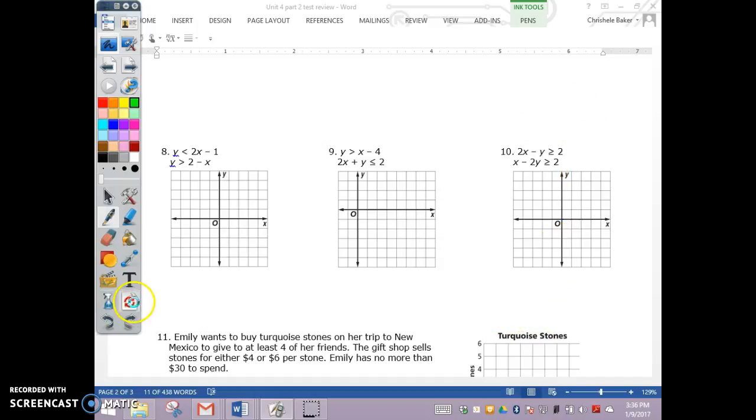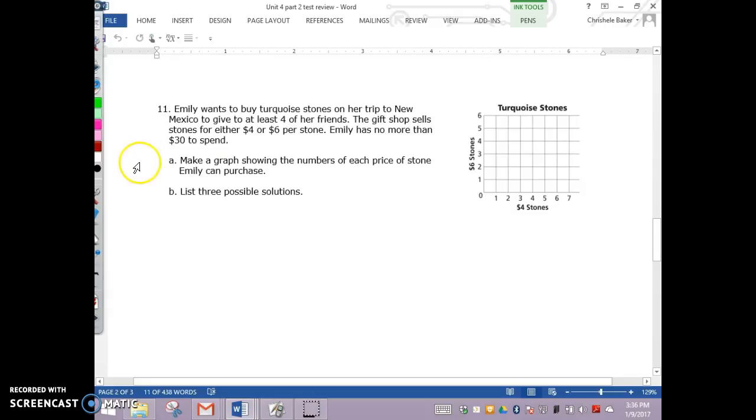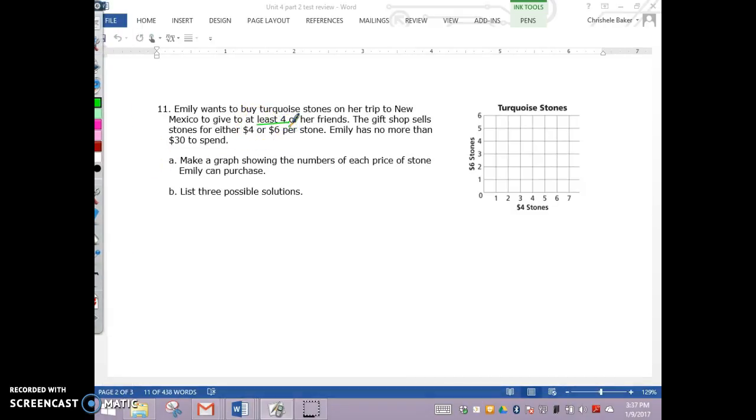Okay. Emily is on a trip, and she's going to buy turquoise stones for at least 4 of her friends. There's your inequality. At least 4 of her friends. $4 stones, $6 stones. No more than $30 can she spend. So it looks like X's are your $4 stones and Y's are your $6 stones. So together, she needs that to be more than 4 that she's purchasing. And then we have our $4 stones, our $6 stones, and we only have $30 to spend.